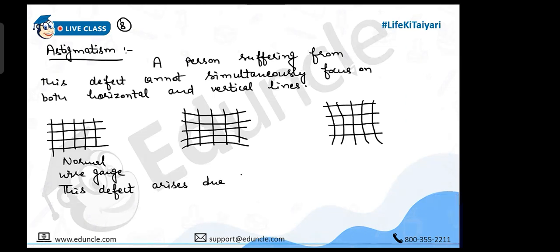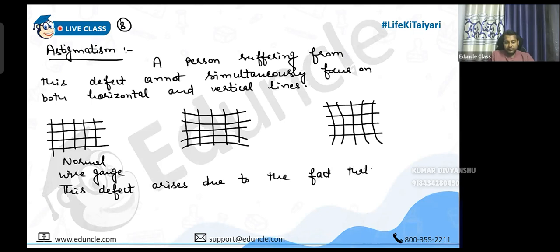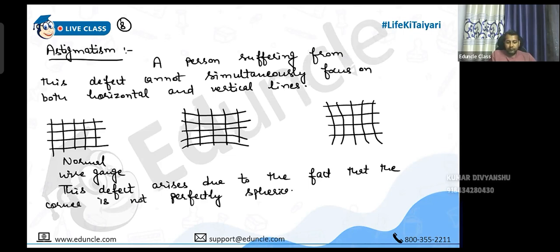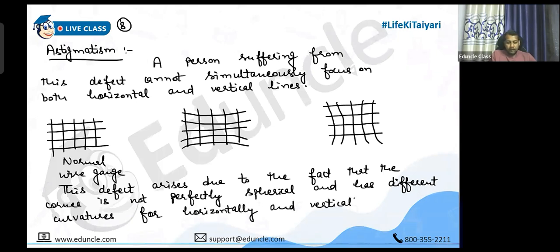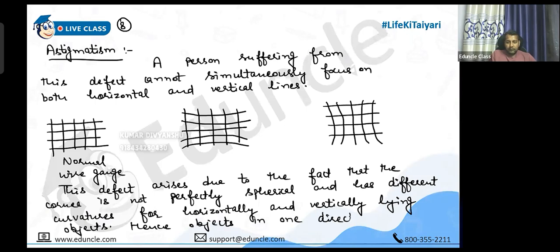When the eyeball is not perfectly spherical, or you can say the cornea has different curvatures, and hence due to this, objects in one direction are well focused and the objects in the perpendicular direction are ill focused, or not well focused.